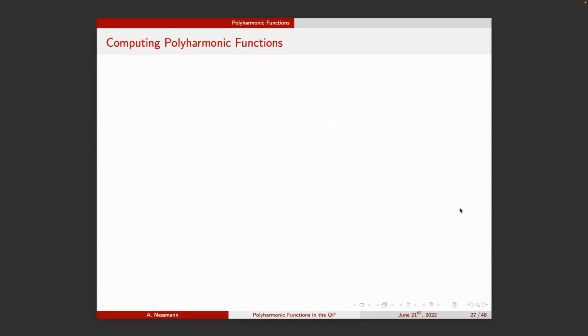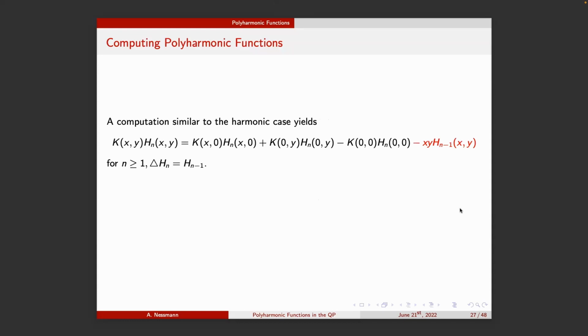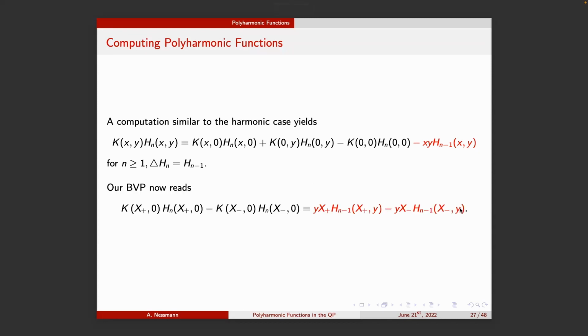What does the functional equation look like? Mostly the same, except we have this annoying term here. And this is consistent with the harmonic case, because for a harmonic function, the Laplacian of h is 0. So this is consistent with that before. And if we just write down a boundary value problem, the thing is we don't have 0 here, but this red term.